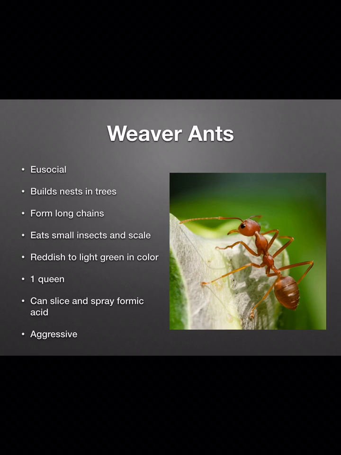They eat small insects and scale bugs, which is great for pest management. They're reddish to light green in color. They only have one queen, unlike some ant species, and they can slice and spray formic acid, which is dangerous because they are truly, truly aggressive. Now, it's great for getting rid of predators, and that's why in some Asian countries, we use them for protecting bamboo and various fruit trees, but this does become a problem during harvest time.